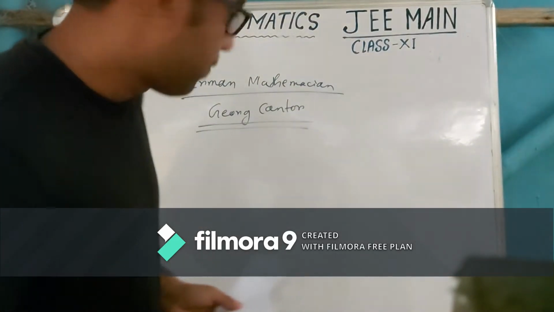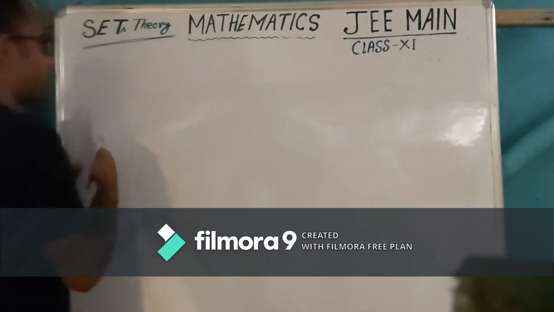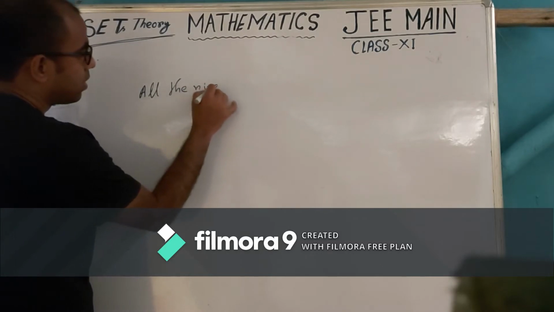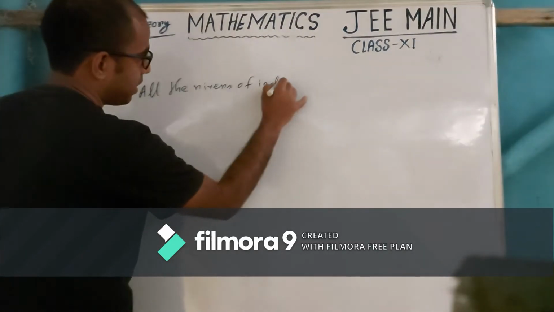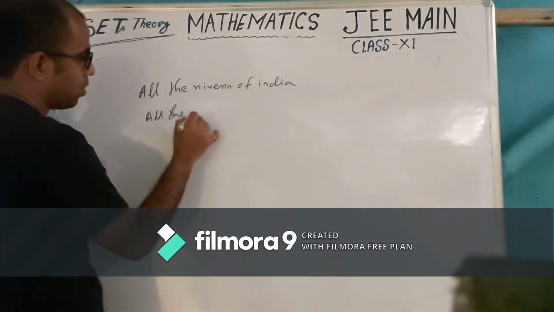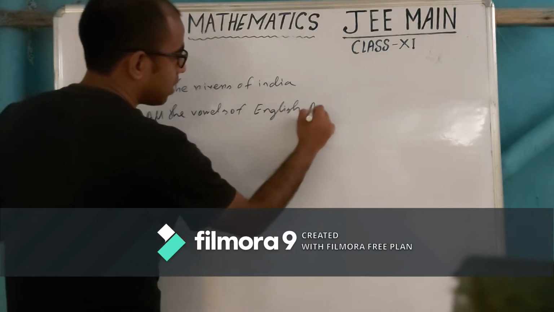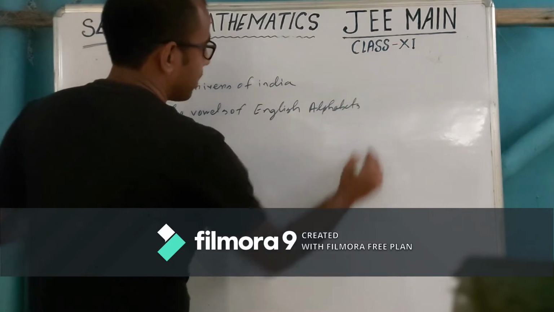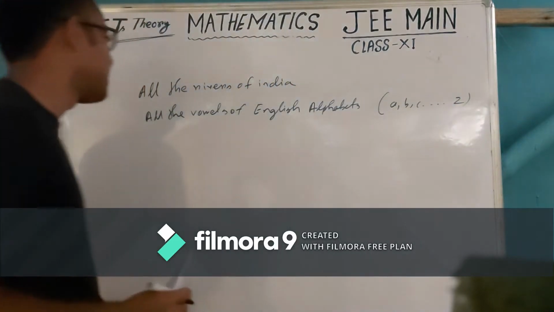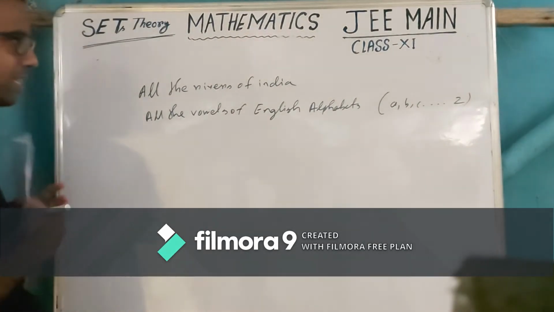We know that in our daily life we use this set theory concept. For example, all the rivers of India, all the vowels of English alphabets, that is A, E, I, O, U. These are all well defined.